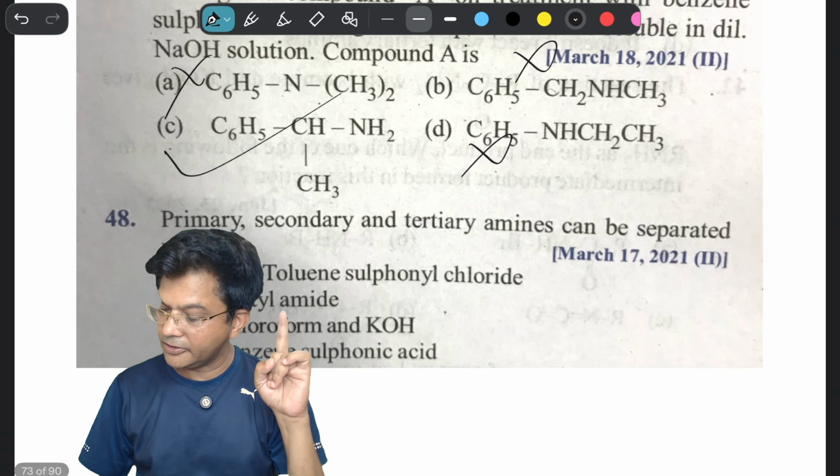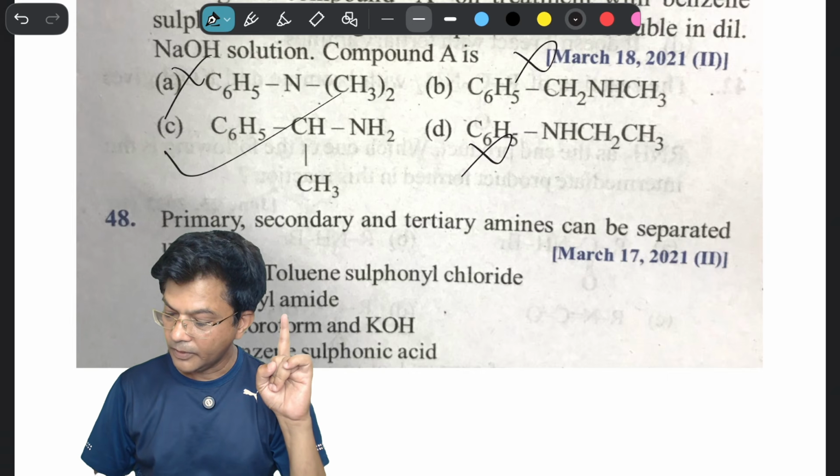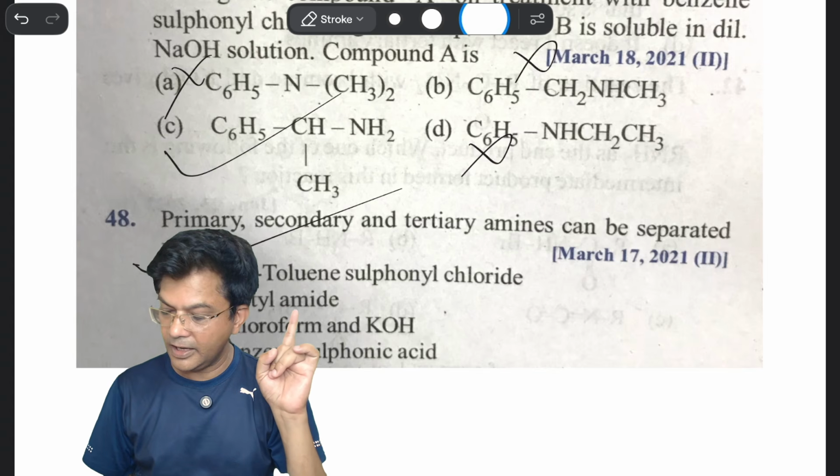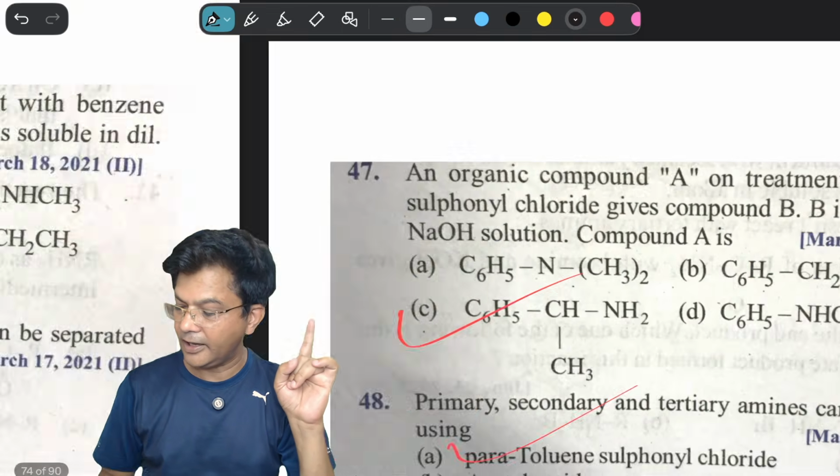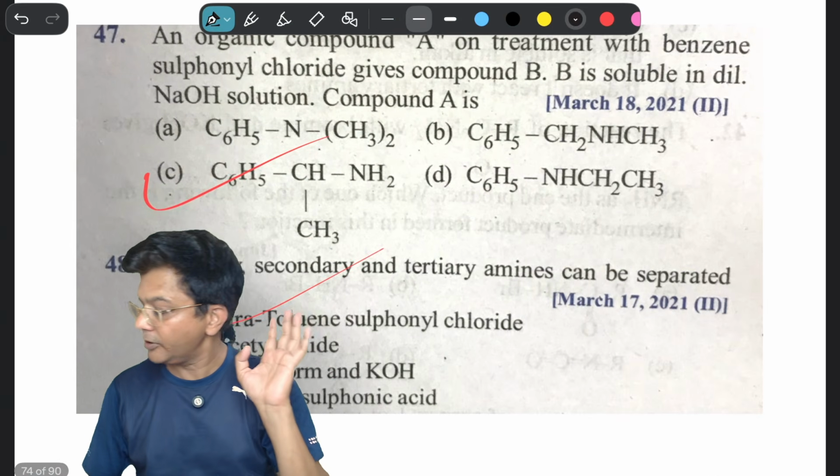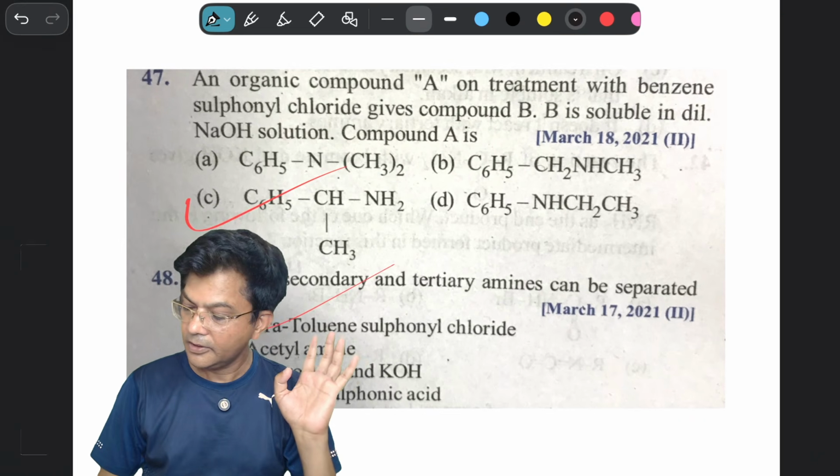Primary, secondary and tertiary amine can be separated by paratoluene sulfonyl chloride. Now it is paratoluene. So C and A. First C, then A. First C, then A. Absolutely correct answer they have given. Now next.